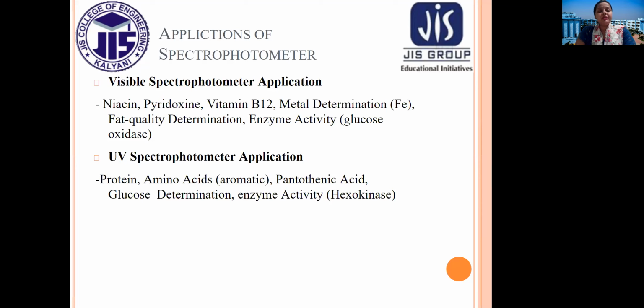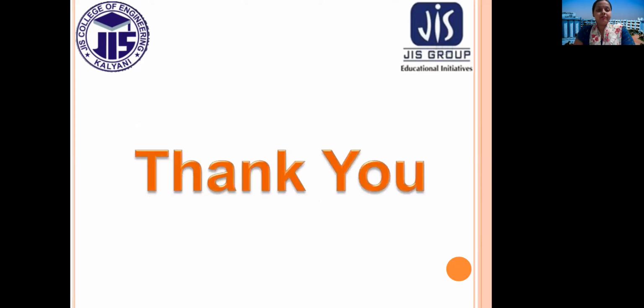Now, what are the applications of spectrophotometer? Visible spectrophotometer applications are NADH, pyridoxine, vitamin B12, metal determination, fat quality determination, enzyme activity, etc. UV spectrophotometer applications: protein, amino acid, pantothenic acid, glucose determination, enzyme activity.